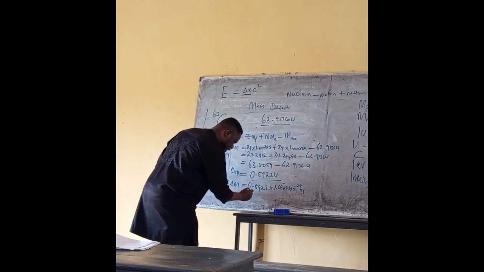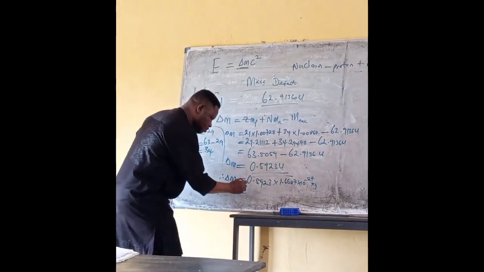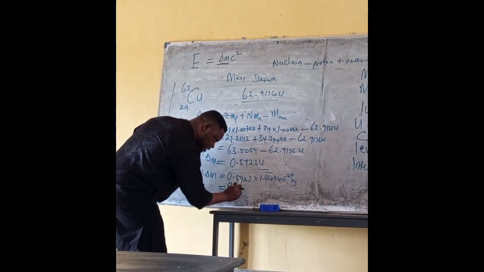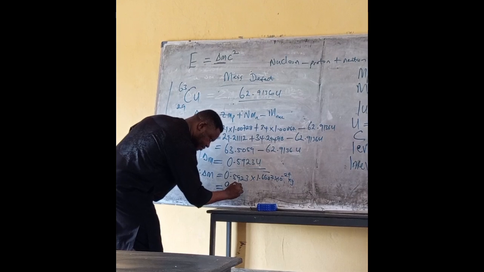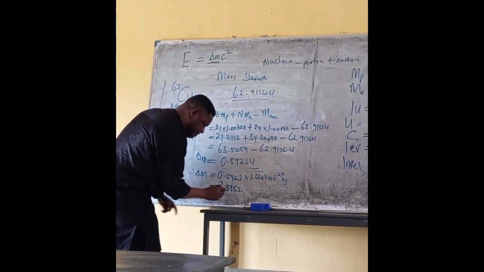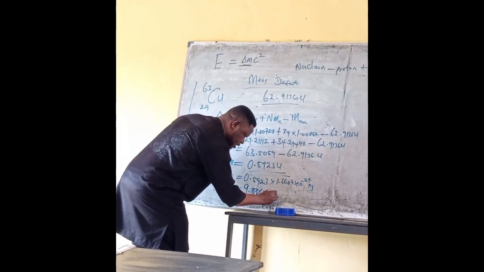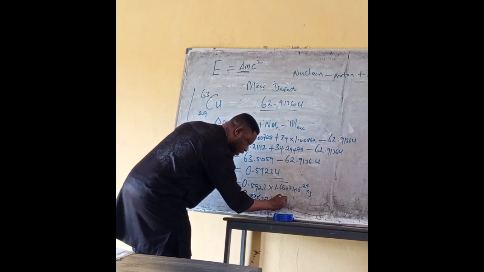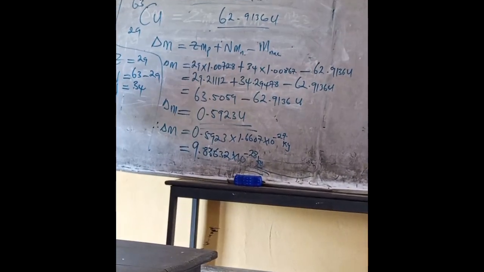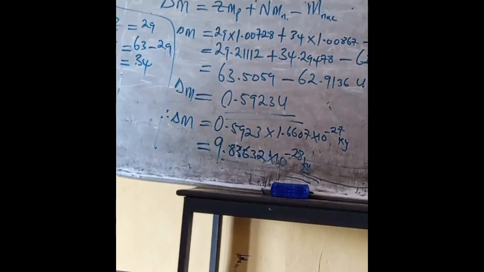Okay, 9 point, you say what? I want to confirm the answer. I have 9.8363. Let's leave it at 5 decimal places: 9.83631 times 10 raised to the power minus 28 kg. That is your mass defect in kilogram. This is your mass defect in atomic mass unit.